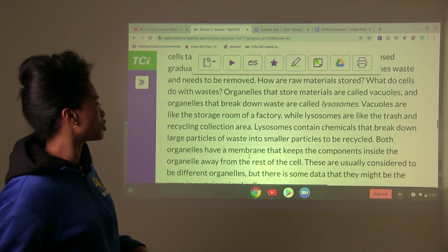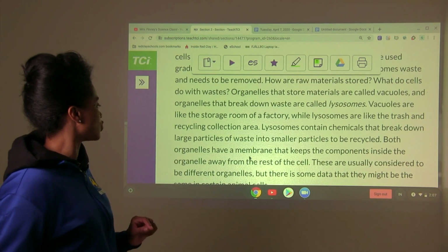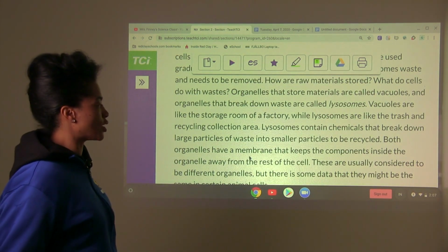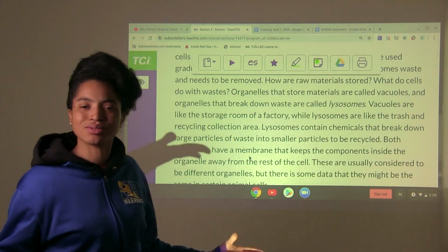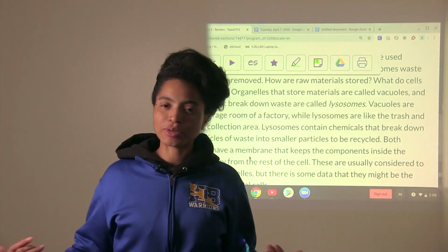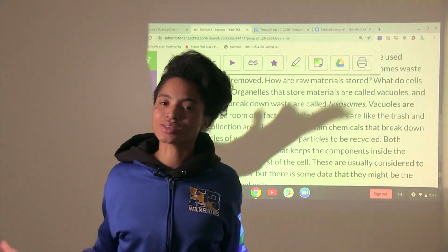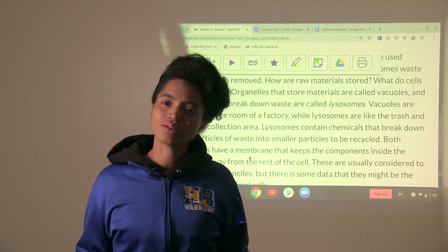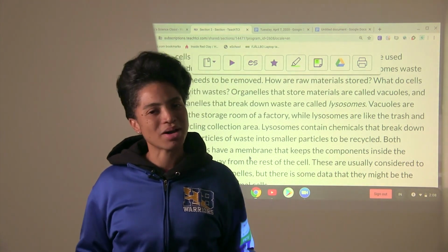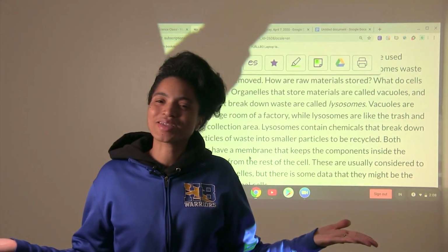Lysosomes contain chemicals that break down large particles of waste into smaller particles to be recycled. See, even cells recycle. So, you know, we as people should also recycle because even our cells recycle. I mean, come on. Let's think about it. You know what I mean?